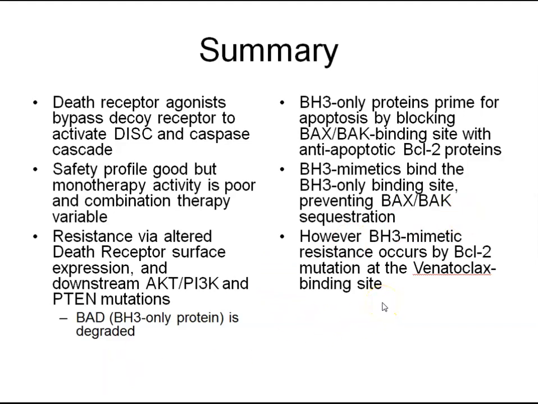These drugs do show activity, particularly the BH3 mimetics. However, you do get secondary mutations to the BCL2 gene that result in venetoclax not binding, and that seems to be the primary resistance mechanism for these drugs.